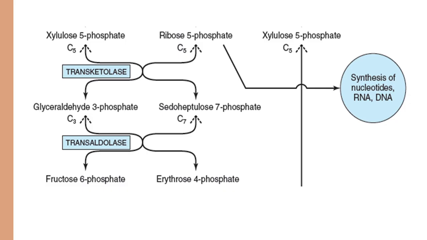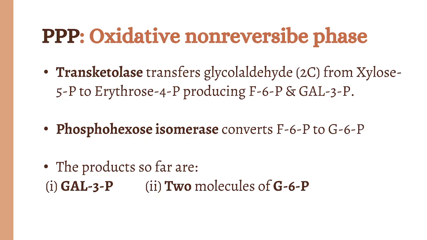And then a transaldolase transfers 3 carbon atom compounds from the pseudoheptulose and adds them to glyceraldehyde 3-phosphate to reform fructose 6-phosphate and erythrose 5-phosphate. When you deduct the 3 carbon atoms from pseudoheptulose, it becomes a 4 carbon atom erythrose. The 3 carbon atoms are added to the glyceraldehyde 3-phosphate to form a 6 carbon atom fructose 6-phosphate. And then a transketolase again transfers 2 carbon atoms in the form of glycoaldehyde from xylulose 5-phosphate to erythrose 5-phosphate and reforms a 6 carbon atom compound again.